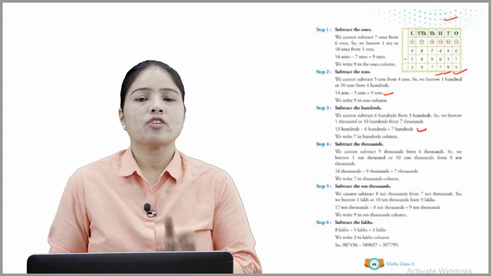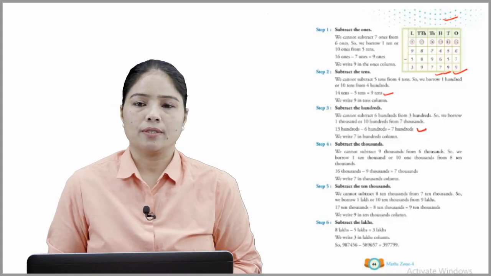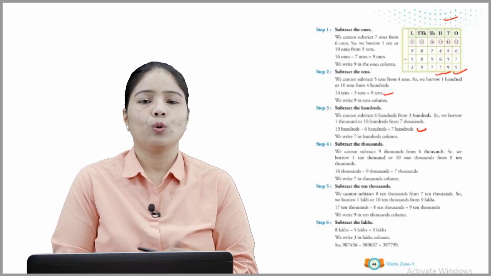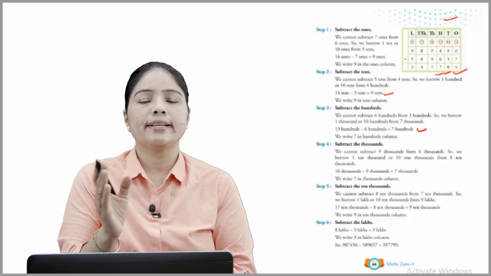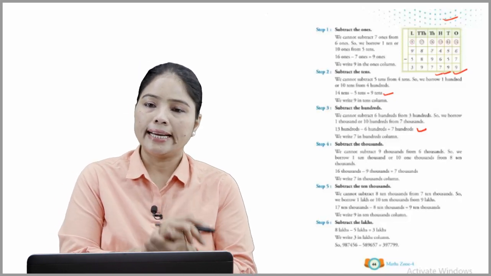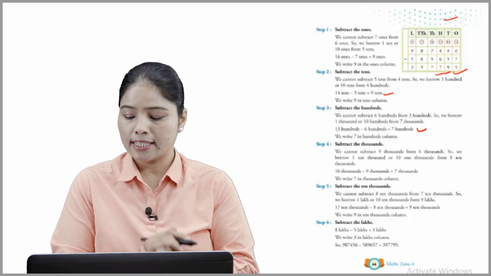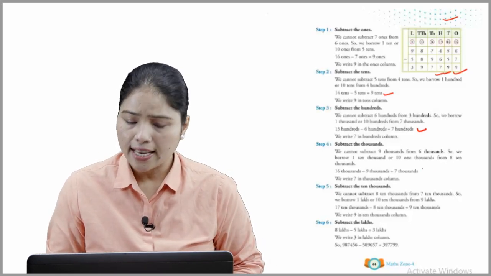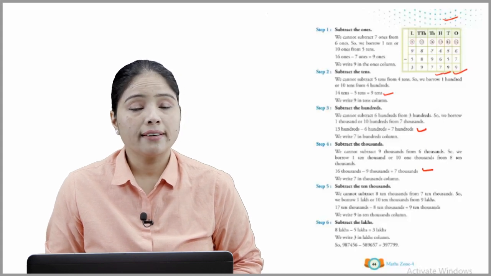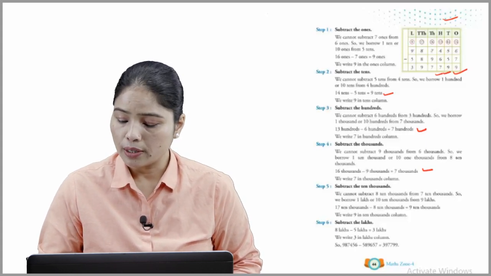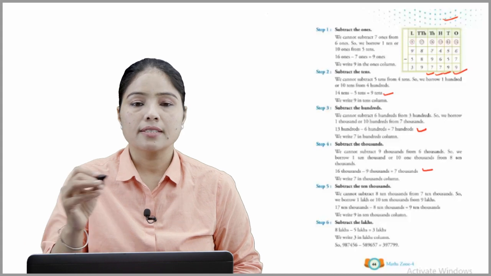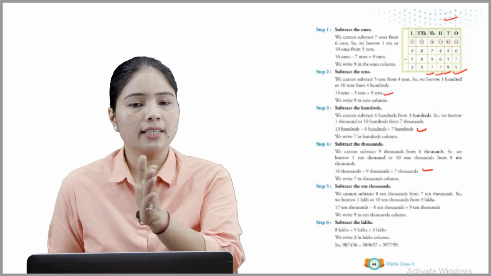We can't subtract 9000 from 6000. So we borrow 1 ten-thousand or 10 thousands from 8 ten-thousands. So 16,000 minus 9,000 is equal to 7,000. So we write 7 in the thousands column like this. Step number 5, subtract the 10,000.